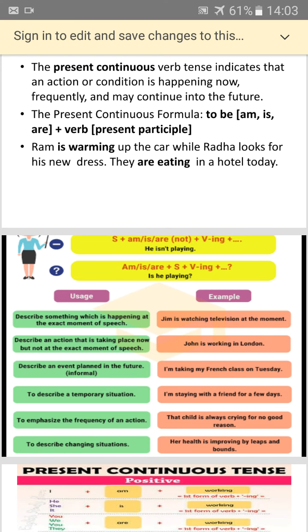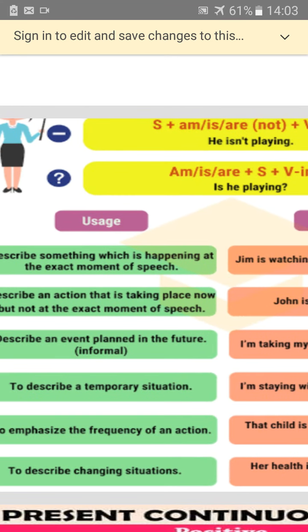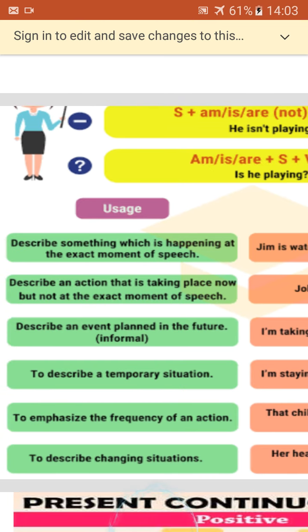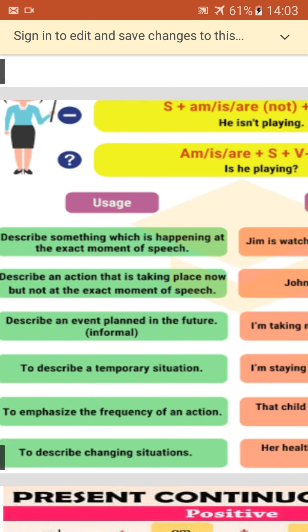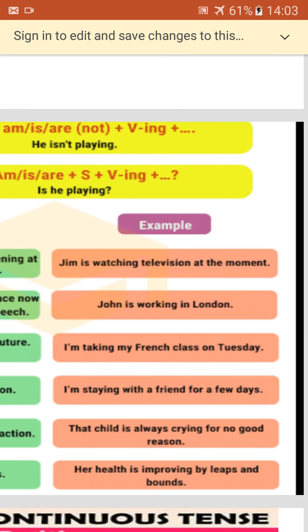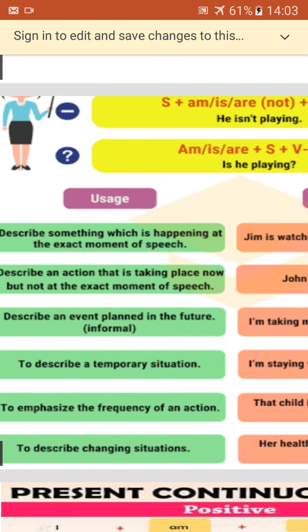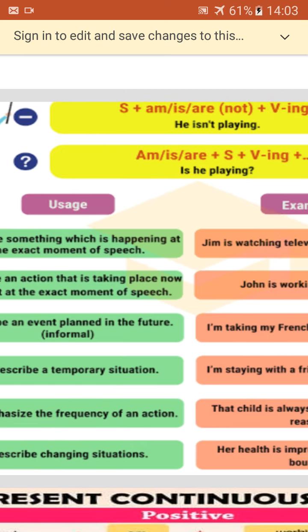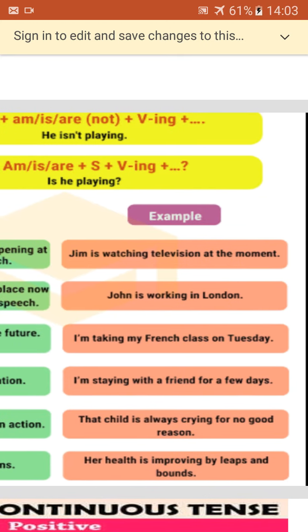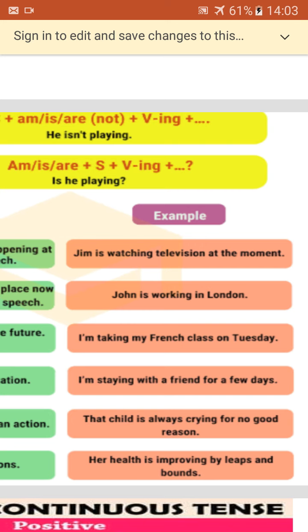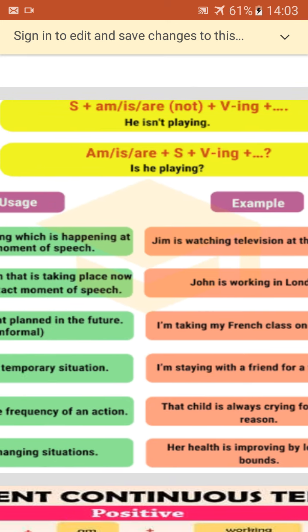So what is the usage you have to remember? First, it describes something which is happening at the exact moment of speech. For example, Jitu is watching television at the moment. What is he doing now? Presently, he is watching the television. So that is the first. Second, it describes an action that is taking place now, but not at the exact moment of speech. So again, Jitu is working in Jaipur. That can be, he's working now.